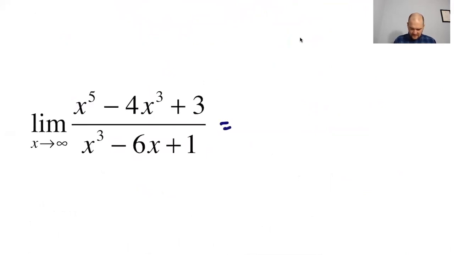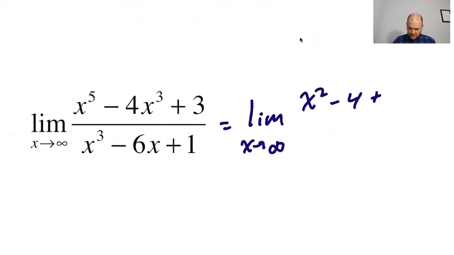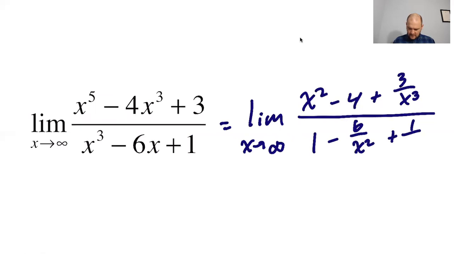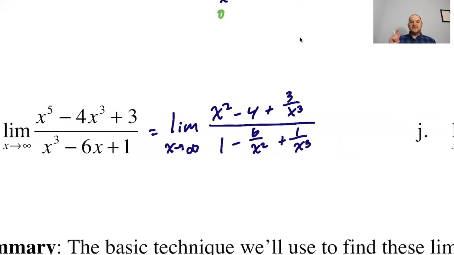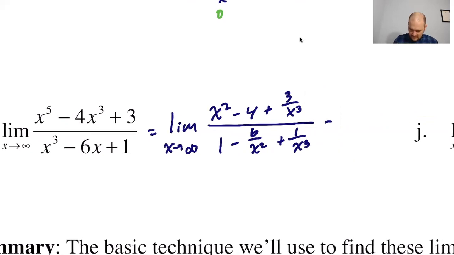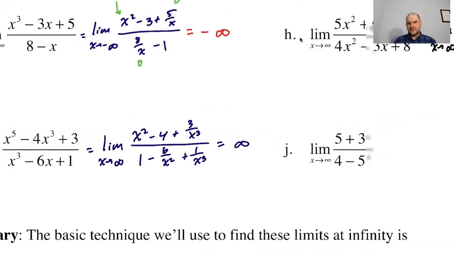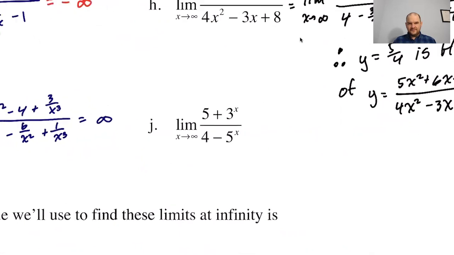Let's see, divide through. x squared minus 4, 3 over x cubed, 1 minus 6 over x squared, 1 over x cubed. I see a lot of zeros. I see x squared, which is going to go to infinity. And so I'm basically getting infinity minus 4, which is infinity, divided by 1. So this is infinity.